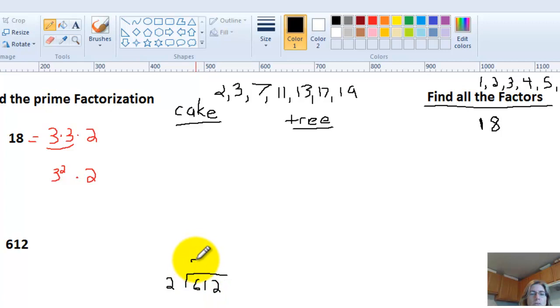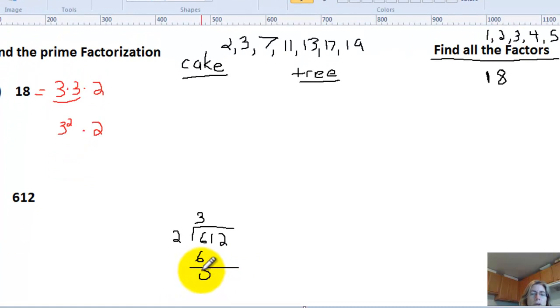2 into 6 is 3. 3 times 2 is 6. Subtract, 0. Bring down the 1. Does 2 go into 1? No. 0 times 2 is 0. Bring down the 1, and now you bring down the 2. And 2 into 12 is 6. Okay, so then we have to do it again.